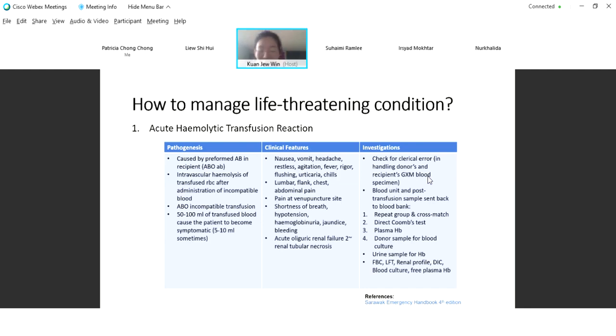This is all the one that you had mentioned just now, the blood tests that you have to send. Okay, so we will not repeat that.